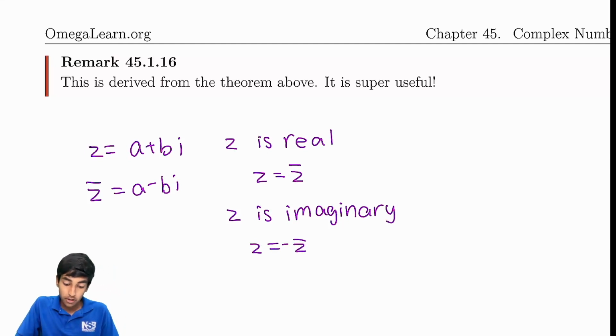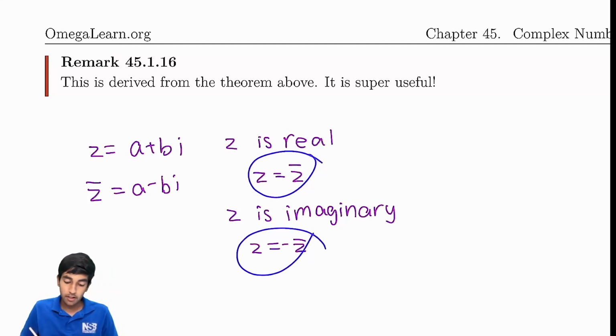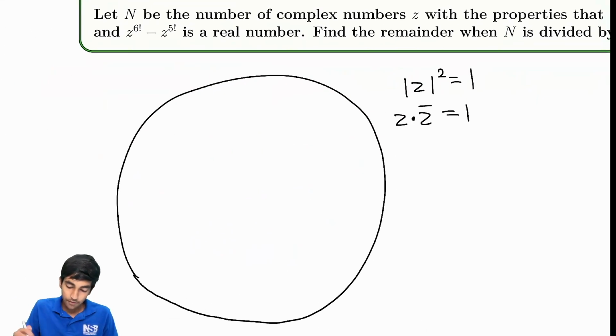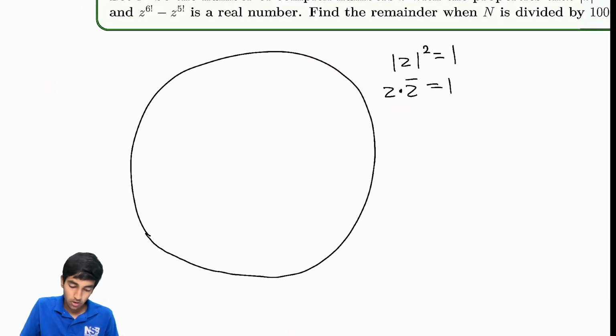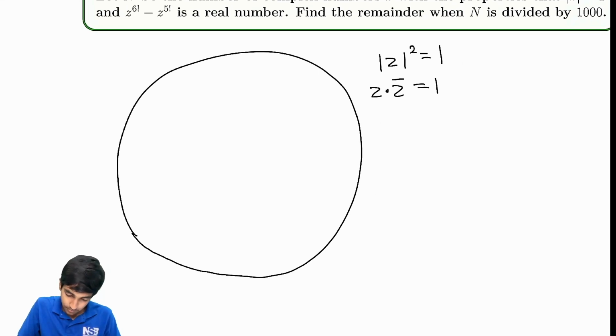Now, this is sometimes a good condition you can check for when these things actually happen. And let's take a look at this being utilized in this problem. Okay, so for this to be a real number, what do we need? We need this to be equal to its conjugate.